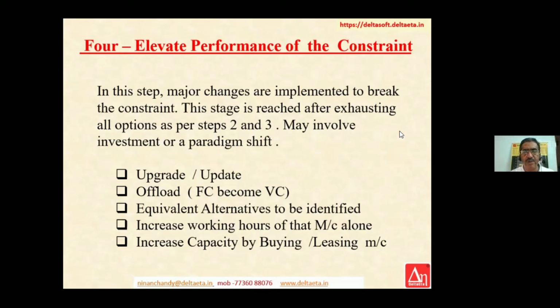So whenever you are increasing capacity, make sure that you are utilizing it fully. Don't buy an alternative machine unless you are going to utilize it at least 80-90%, so that your fixed cost remains lower or close to the existing. This is a big mistake which a lot of companies do. They invest in new machine expecting new orders, but unfortunately orders don't turn up, and that machine becomes a white elephant. So increasing capacity, in this way you are elevating the performance of the constraint. So this is the fourth step.